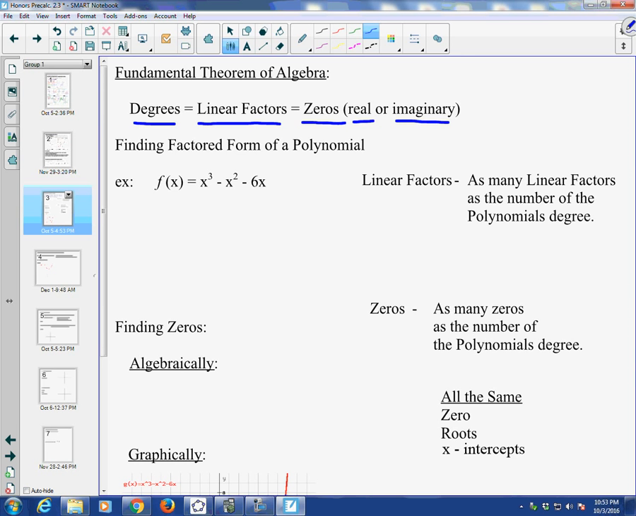Right? So right off the bat, we've got f of x equals x cubed minus x squared minus 6x. And what I want you guys to do is to factor this out to show that our third degree polynomial is going to generate 3 linear factors. All right, so pause the video and give this one a shot.